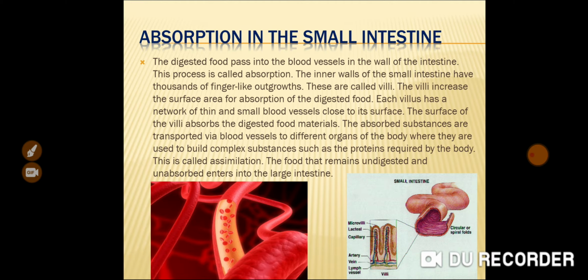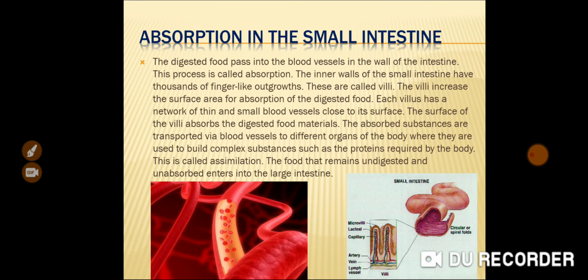The digested food passes into the blood vessels in the wall of the intestine. This process is called absorption. The inner walls of the small intestine have thousands of finger-like outgrowths called villi. The villi increase the surface area for absorption of digested food. Each villus, the singular form of villi, has a network of thin and small blood vessels close to its surface.